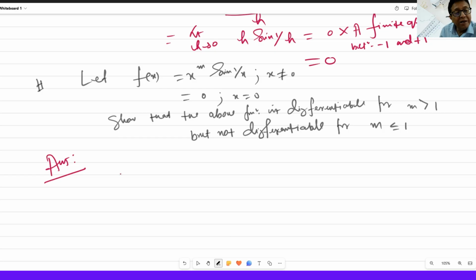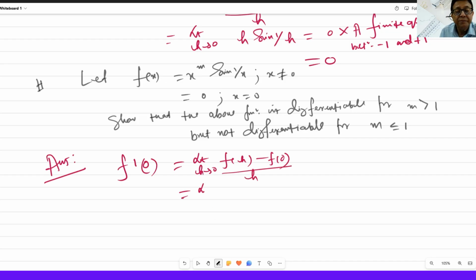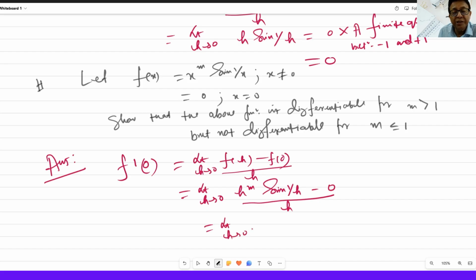You write f dash 0 only. F dash 0 is what? f(h) minus f(0) by h. What is f(h) over there? Sine 1 by h, 0 by h. So this is limit h tending to 0, h to the power m minus 1 sine 1 by h. Clear?